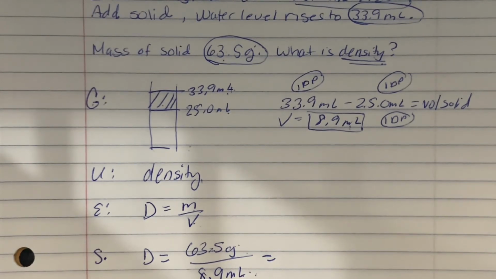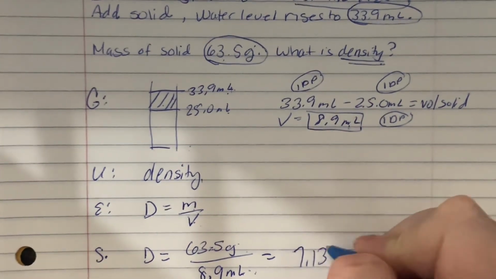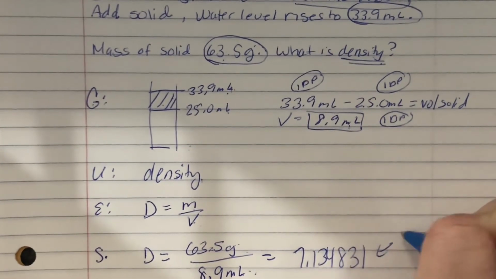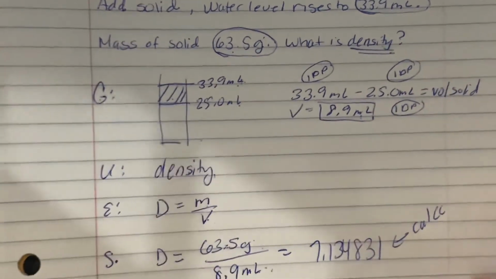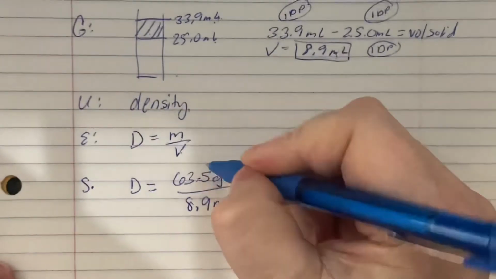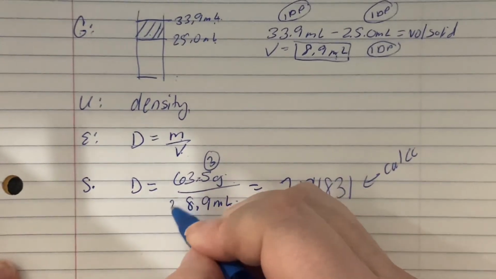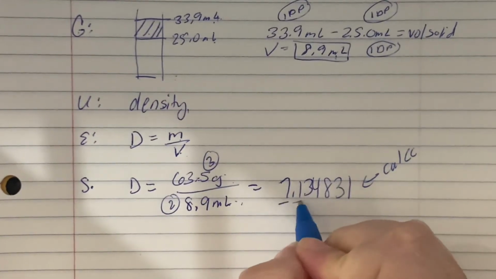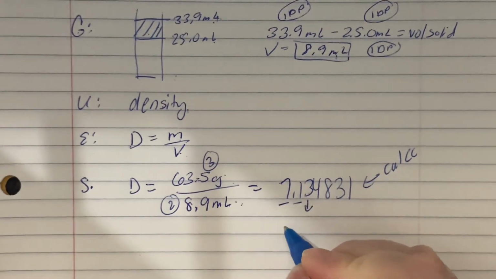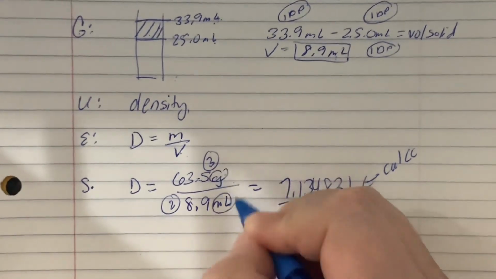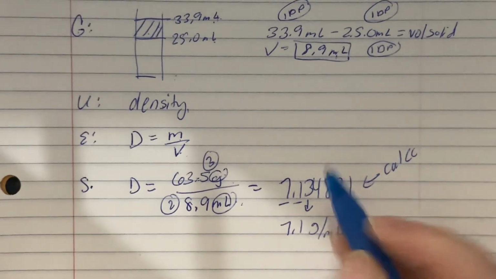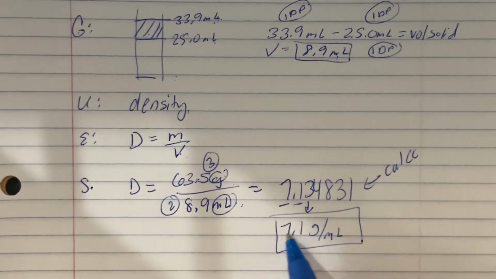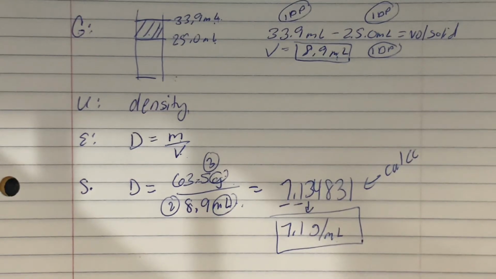63.5 divided by 8.9. That gives me 7.134831. That's the calculator answer. Sig figs again. 63.5, 3 sig figs. 8.9, 2 sig figs. 1, 2. The 3 says we're going to round down. 7.1 grams per milliliter. So always remember magnitude and units in everything that you are doing.